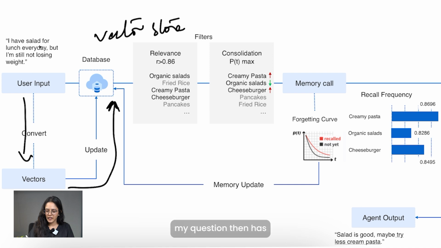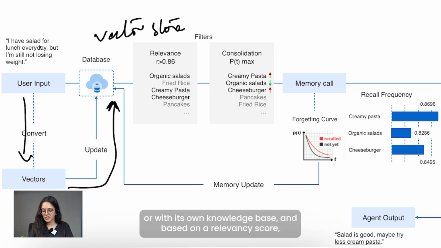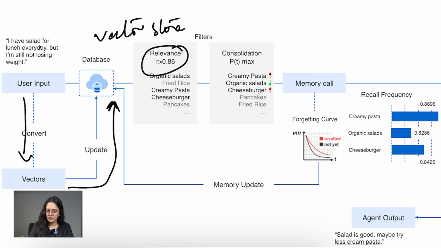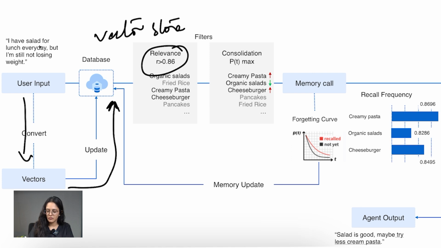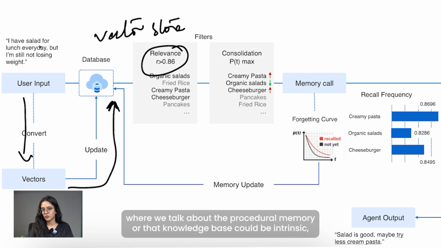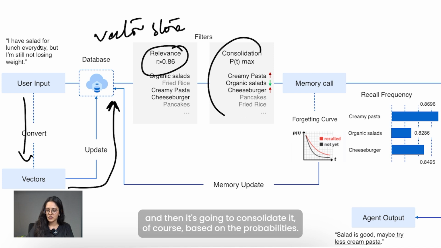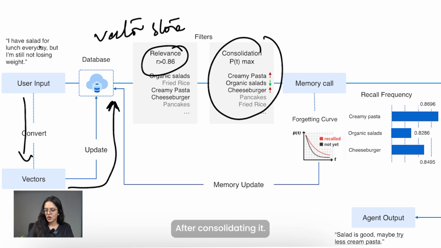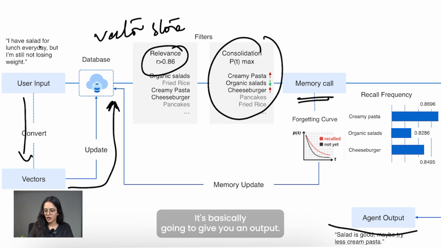And my question then has a similarity score with my matching conversation previously, or with its own knowledge base. And based on a relevancy score, it is going to fetch all the relevant information that it has in its knowledge base. That knowledge base could be an external knowledge base, where we talk about the procedural memory, or it could be intrinsic, your long-term memory itself, your previous conversations that you've had with this agent. So based on that, it's going to fetch certain words, and then it's going to consolidate it, of course, based on the probabilities. After consolidating it, this is where your memory call happens, right? After consolidating it, it's basically going to give you an output, right?